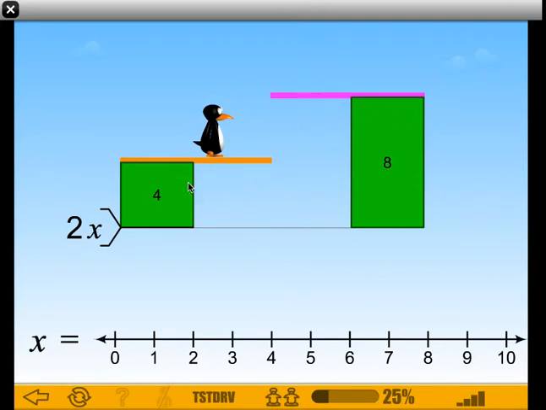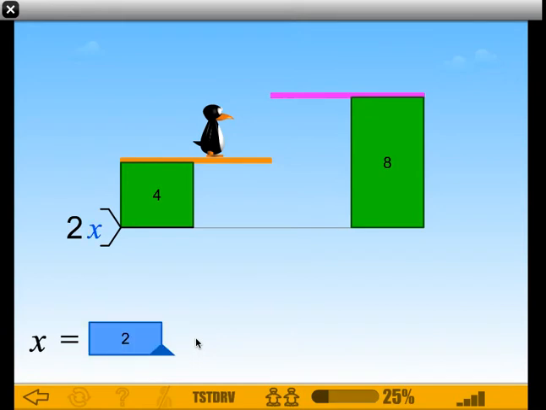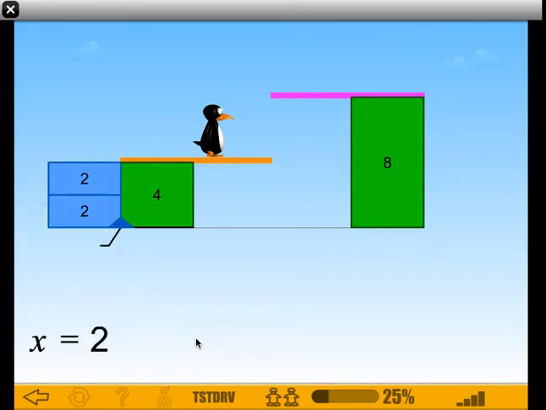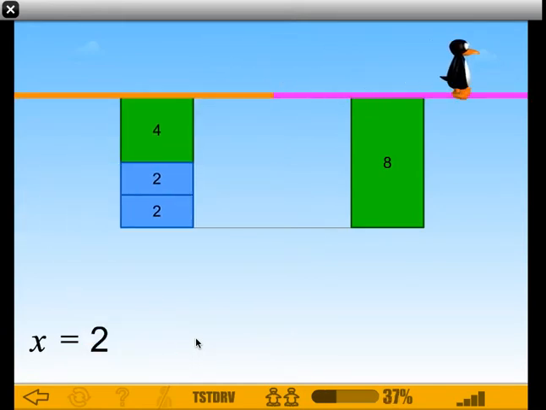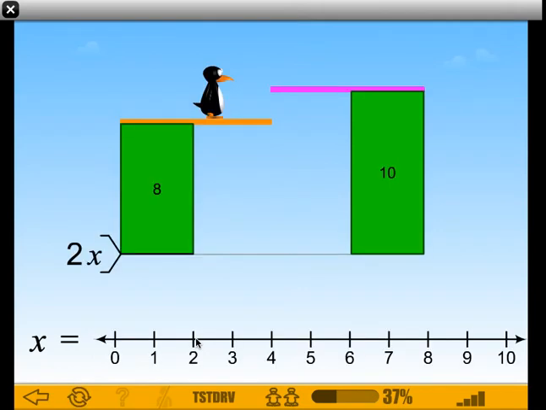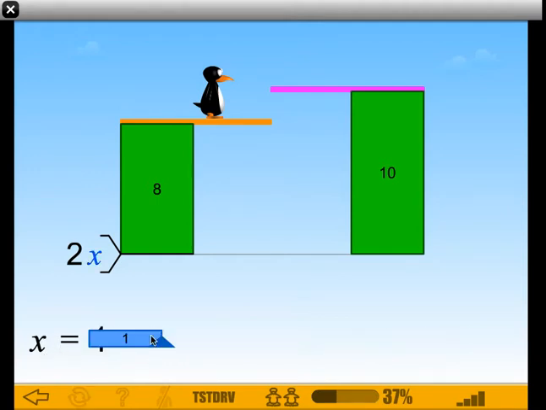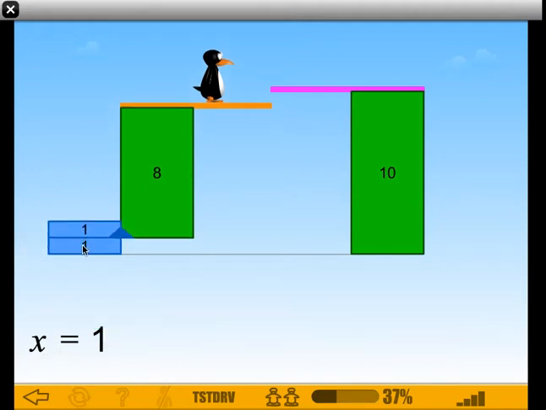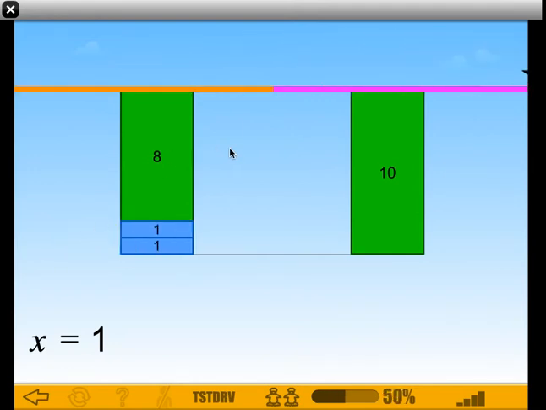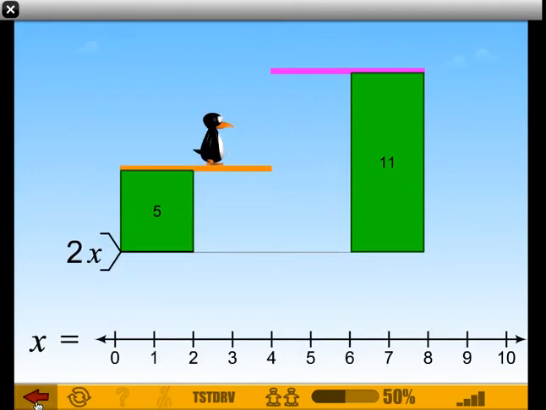So we have 8, take away 4 is 4. So 2 times the value of x, make it 2. 2 times 2 is 4. And add that together and you get 8. All right, so again, the difference between 8 and 10 is 2, so this is the value of 2. 2 times x, 2 times 1 is 2, and there you go. All right, so that's how you solve that layer.